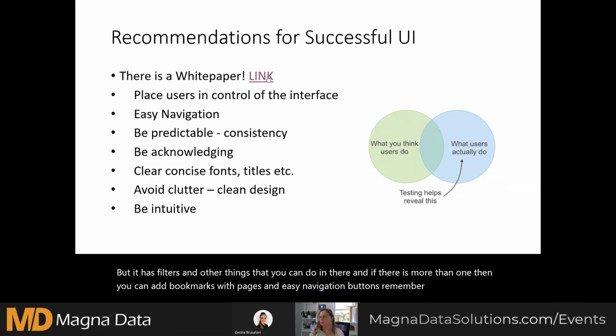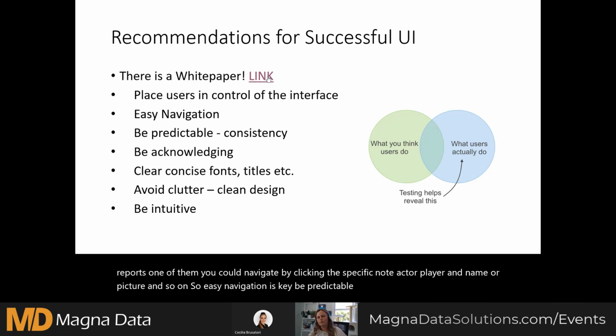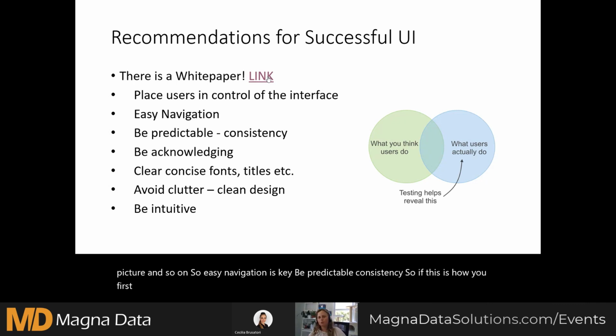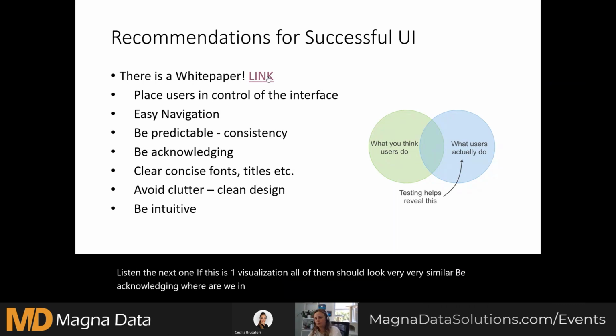Remember one of the NHL reports, you could navigate by clicking on the specific player name or picture and so on. So easy navigation is key. Be predictable, consistency. So if this is how your first report looks like, the next one should look like this, and the next one. If this is one visualization, all of them should look very, very similar. Be acknowledging: where are we in the report? What are we doing? Which business question are we answering? Clear, concise fonts, titles, and consistency is the key here.